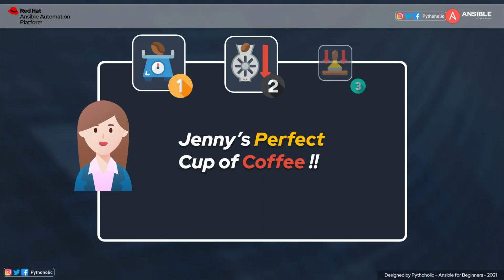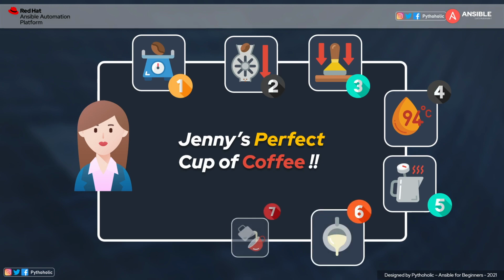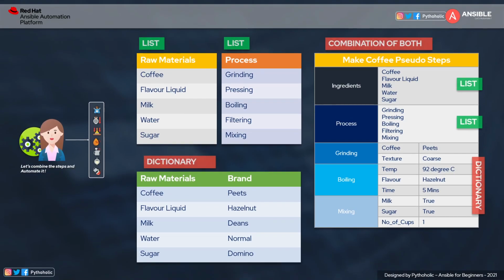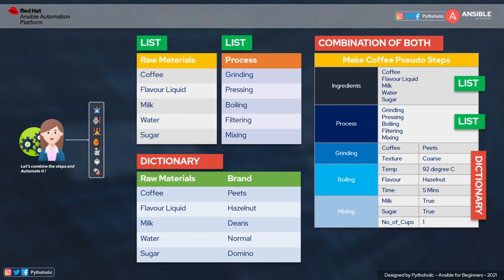So now let's understand how we can use YAML. For that, we need to understand Jenny's perfect cup of coffee once again. To make her coffee, she needs the raw ingredients and the predefined steps like grinding, boiling, filtering, etc. And all these make perfect sense as a type of data structure, like a list or a dictionary. So for now, keep your mind totally away from all the programming languages and computational terms.